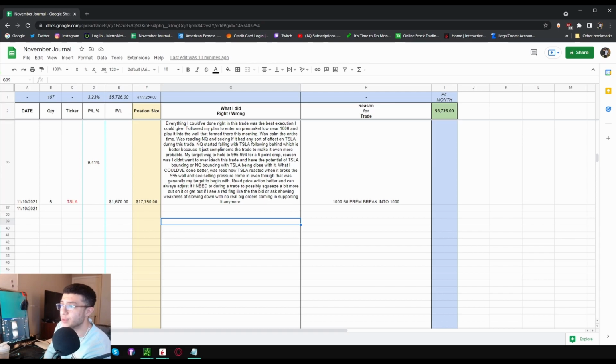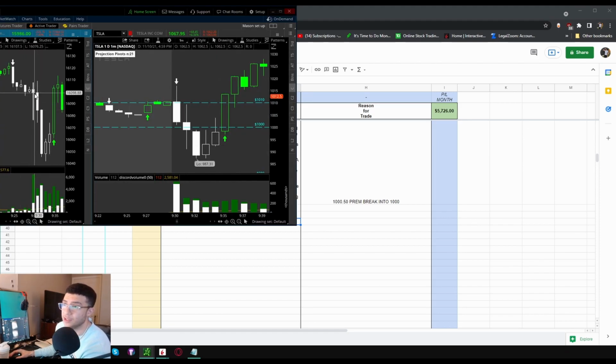The reason was I didn't want to overreach on this trade and risk Tesla bouncing or NQ bouncing, with Tesla being close. As you could see, that's what I was reading during the time. You could see NQ falling here. It wicked heavy and did affect NQ a bit, and once NQ finally did start to break, that's when you saw Tesla falling as well.